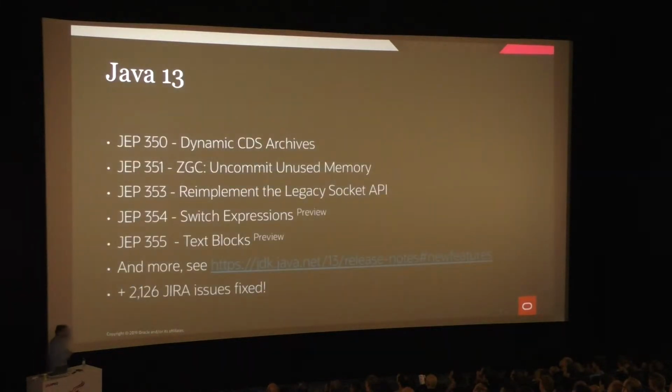If we look at the content of Java 13, we have five new JEPs. Two of those are still in preview. So one might say, okay, this is not a large release. On one hand, it's true, because we only have 5 large features, and 2 of them are not even final.